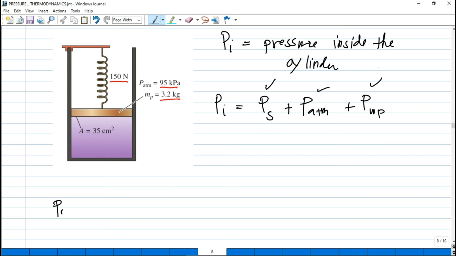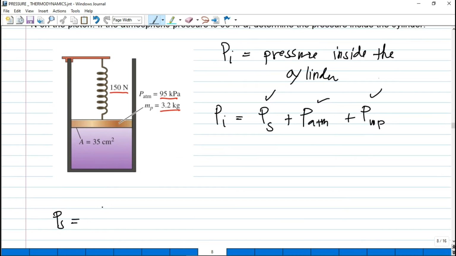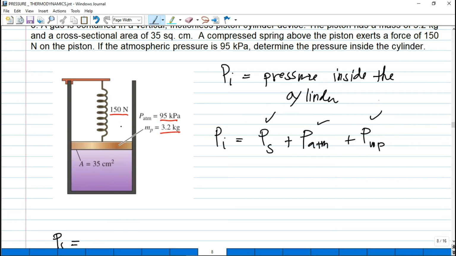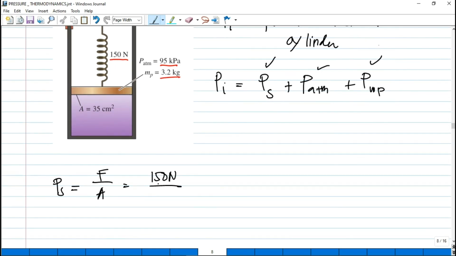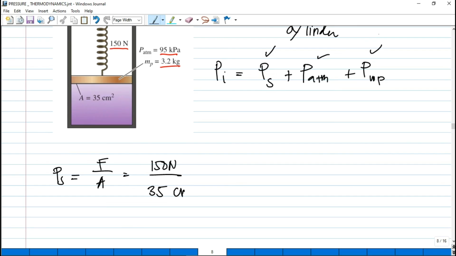So P sub S, pressure exerted by the spring. Ito, 150 newtons yung force niya. So force over area. So 150 newtons divided by area. Area under contact is 35 square cm. Okay, so we have here 35 square cm. So this is square centimeter. I-convert natin siya, guys, to square meter para maging Pascal. Okay, yung Newton per square meter. You have here 1 meter per 100 cm. Then i-square natin because naka-square yung conversion natin.